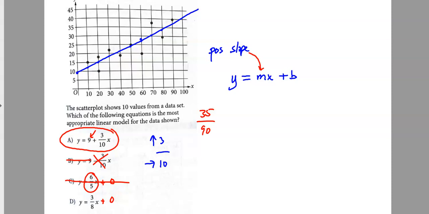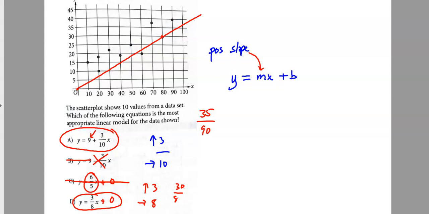I think the other one, like if I was like, well, what about this guy right here? If I kind of thought about him, if I started here and went up 3 over 8, to speed this process up, instead of up 3 over 8, I could just multiply it by 10 and go up 30 over 80, which would put me like right here. And I don't know, that doesn't look like a very good line of best fit. Because if you compare that, there's a lot of dots way above that line, only one below it. So I don't like D as a choice, so I'm going to go with A.